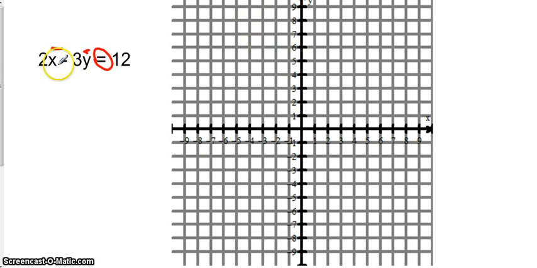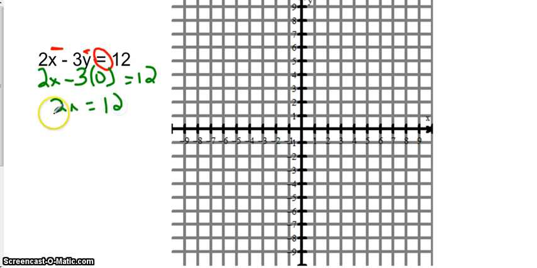So let's start with the x-intercept. I have 2x minus 3 times 0 equals 12. I have 2x equals 12, divide both sides by 2, and I have x equals 6. So I'm going to plot the point 6, 0. So I go to the origin, I go over 6 units, and I go up 0 units.